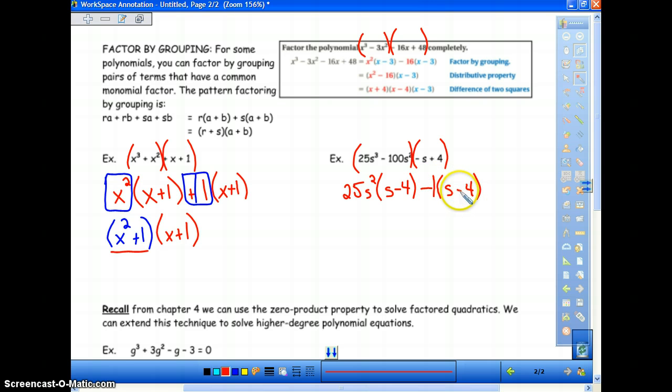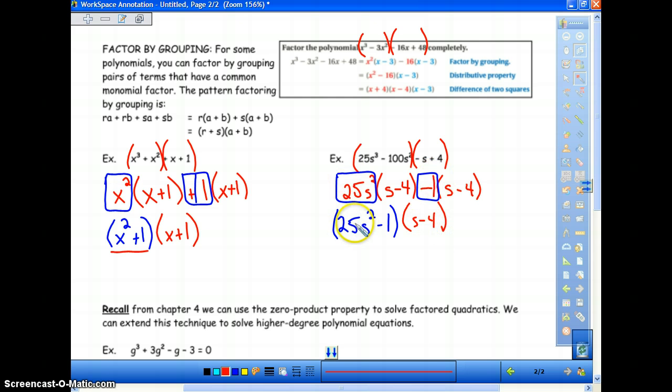Notice, it's s minus 4 because when we pulled the negative out, we're pulling the negative off the s and we're pulling a negative off of the 4, which means it now needs to become the opposite of what it was before. Negative 1 times negative 4 is positive 4. So now that we've pulled all this stuff out, again, it works the same. We have 25s squared and negative 1. So our first factor is 25s squared minus 1. And our other factor is just s minus 4.